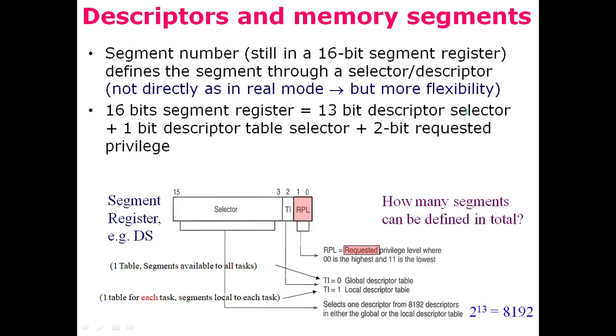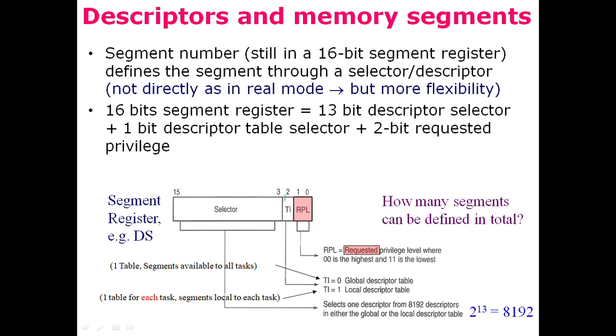More about the segment number taken from the segment register. The segment number is still a 16-bit segment register value that defines the segment through a selected descriptor, but not directly as in real mode. It points to a segment in a more flexible way. The 16-bit segment register has a 13-bit descriptor selector field as shown here. So this is the 16-bit segment number taken from a segment register, for example, the data segment register.